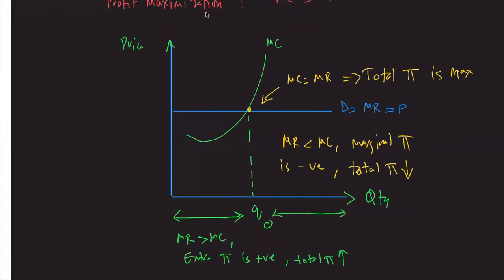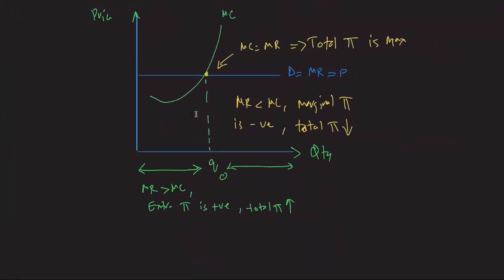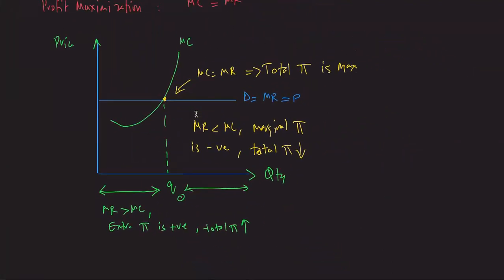So we begin our discussion by first talking about the role of MC equals MR. And we talk about basically the role of marginal cost in determining profit. So basically what we say is this, that MC equals MR tells us what level of output is maximizing profits. Does that make sense, guys?